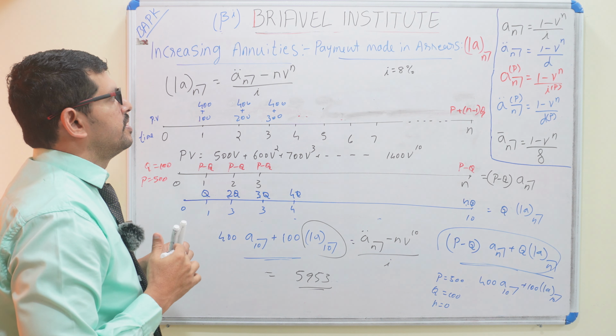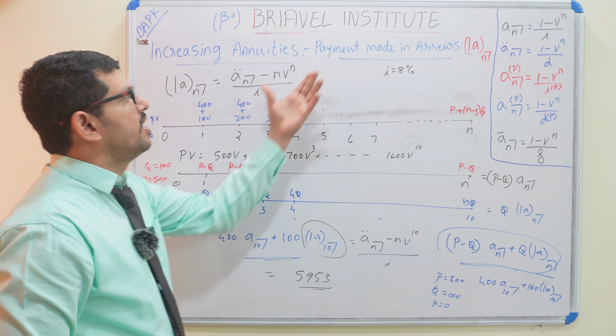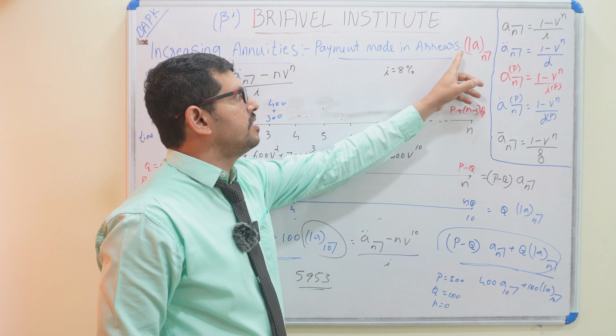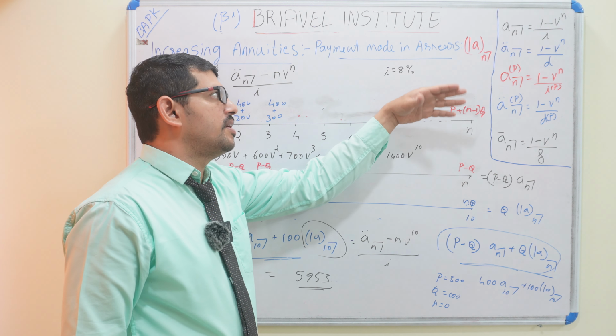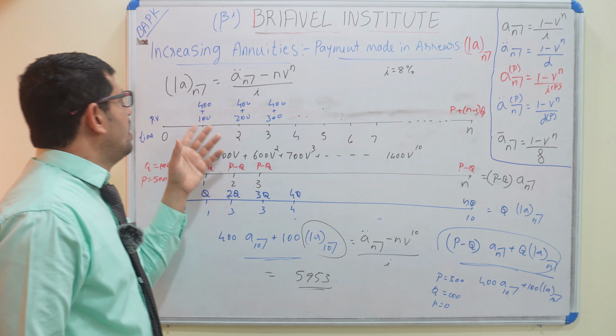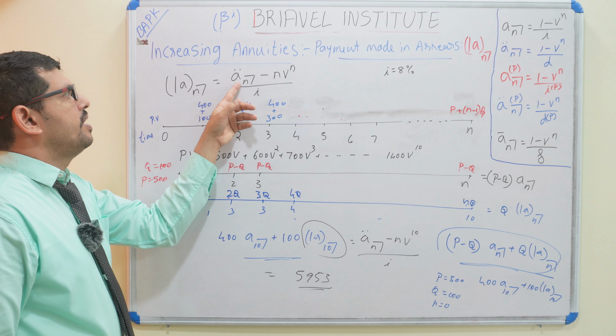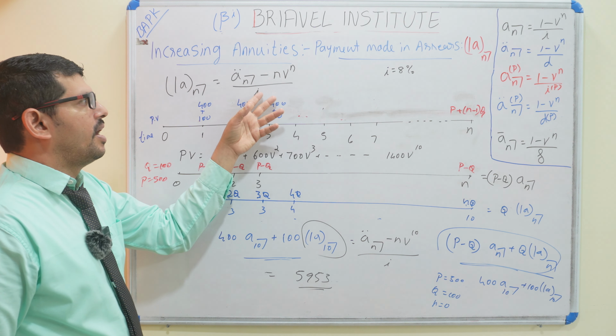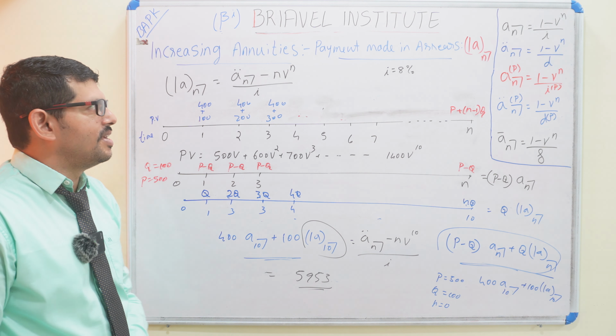Hope you understood about the increasing annuities. Increasing annuities payment made now is in arrears only. Next class we study the due, advance payment. And IAN is equal to (A due N minus N V raised to N) divided by I. Hope you understood about the increasing annuities.